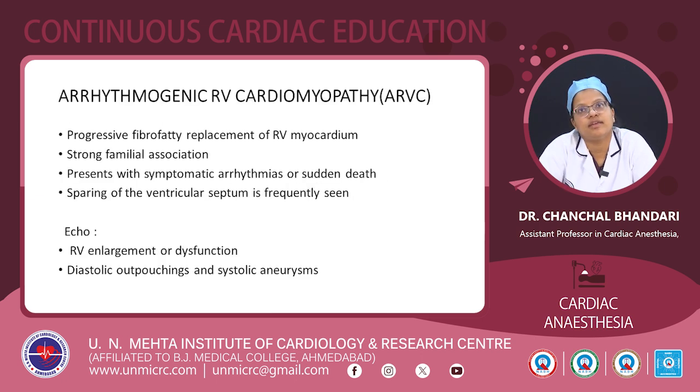Now, arrhythmogenic right ventricular cardiomyopathy: there is a progressive fibrofatty replacement of the RV myocardium. There is a strong familial association in this, and it presents with symptomatic arrhythmias or sudden death. Sparing of the ventricular septum is frequently seen. On echocardiography, we can see RV enlargement or dysfunction, diastolic outpouchings and systolic aneurysms.